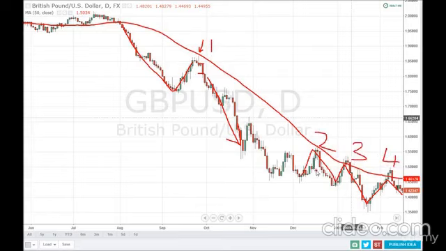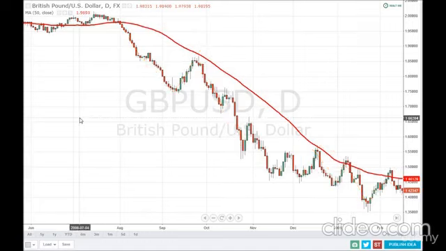How can dynamic support and resistance be traded? Just like horizontal support and resistance, we can look for pin bars and engulfing candles that agree with the price reversal. So with a dynamic resistance, we're looking for bearish pin bars and bearish engulfing candles. For a dynamic support, we're looking for bullish signals.